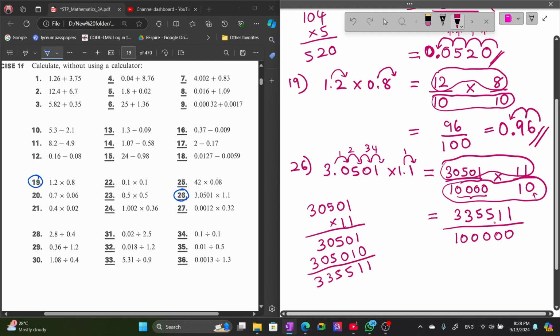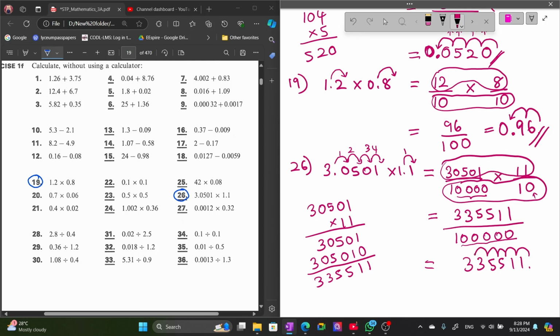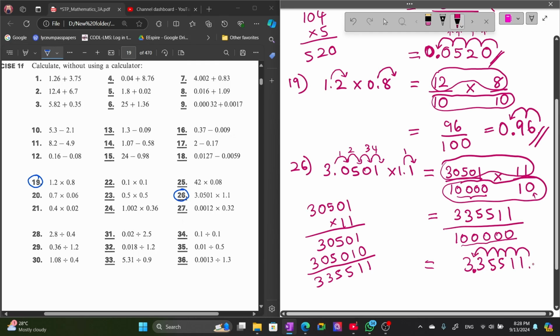Then our final answer we can get: 335511. Our decimal point is here. Dividing by 100,000 means it has 5 zeros. Then we have to take the decimal point to the left by 5 places: 1, 2, 3, 4, 5. Here should be the decimal point. So our answer is this.